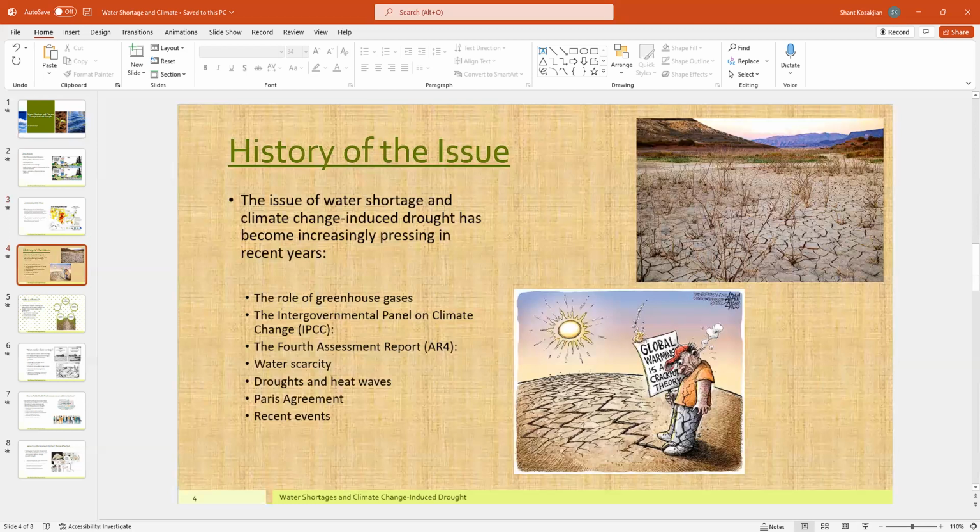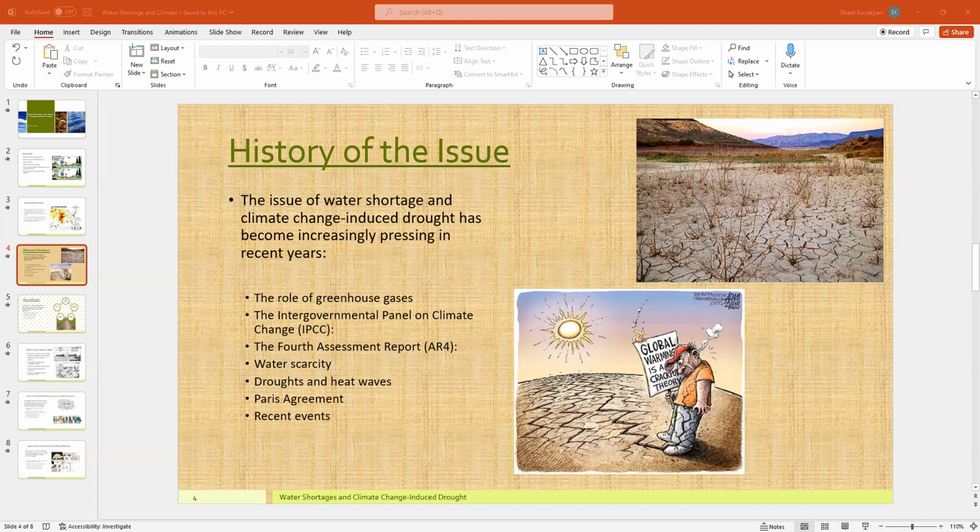So, the history of the issue. The issue of water shortages and climate change-induced drought has become increasingly pressing in recent years, and the reason for that is the role of greenhouse gases. In the late 1800s, scientists began to recognize the role of greenhouse gases such as carbon dioxide, which was trapping heat in the Earth's atmosphere and contributing to global warming.